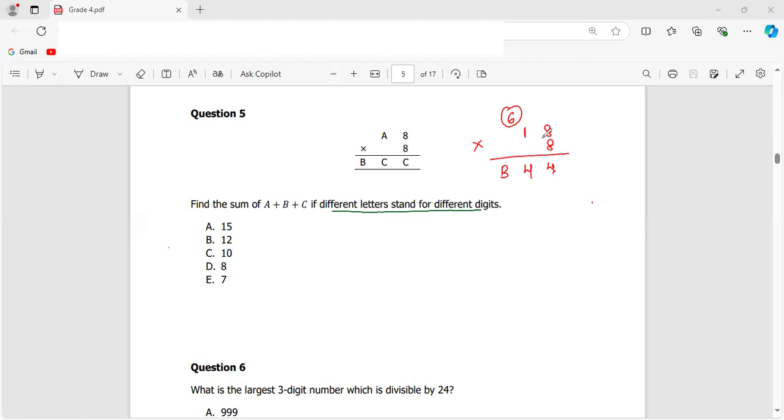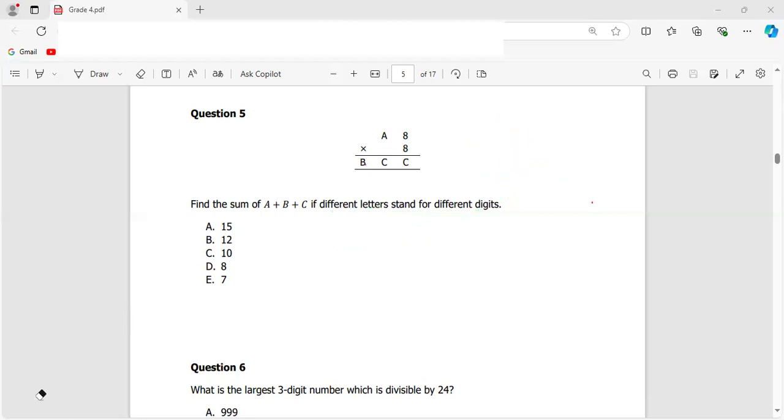Suppose I take this as 1, so this becomes 14 and 1 carry forward. And then you'll have 1. But A and B cannot be 1, since different letters stand for different digits. So you have to take this to be a 6. So 8 times 6 is 48, plus 6 is 54, 5 carry. So B becomes 5. So this is actually 68 times 8, which is 544. So A is 6, B is 5, and C is 4. The sum of the digits is 15, which is option A. I hope you get this.